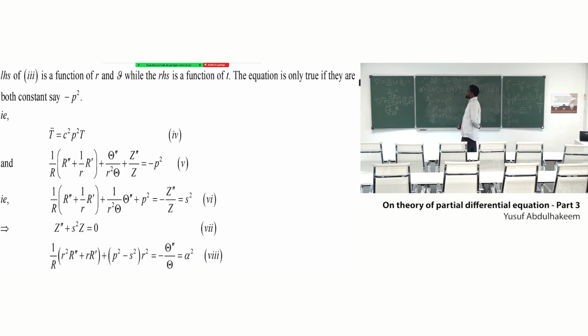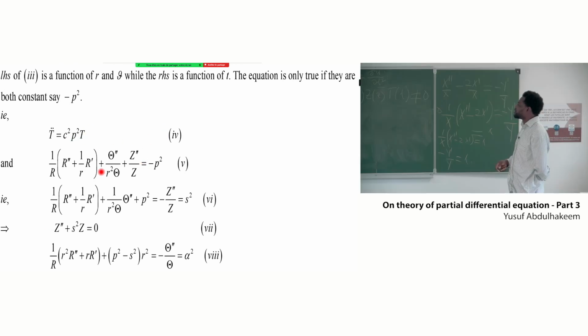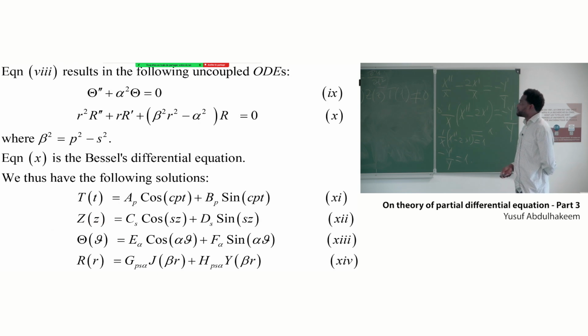So the left-hand side of this is a function of r, theta, y. The right-hand side is a function of t, as we have said earlier. Then we can now equate all of them to what? To their respective constant. That is what gives rise to this differential equation, this differential equation, then this differential equation, and then this.